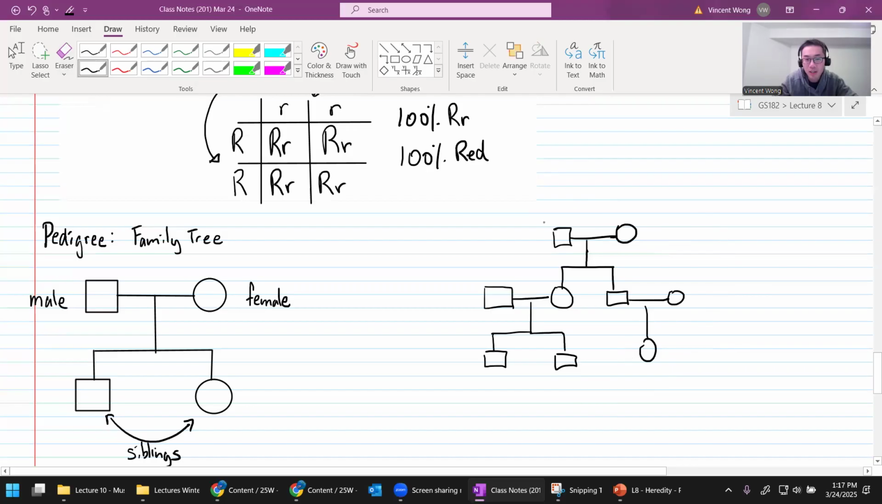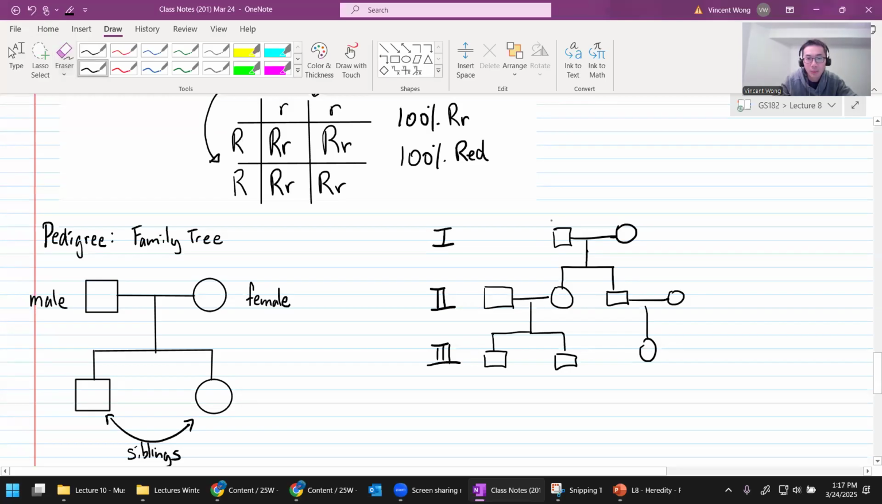This is one generation, right? So generation 1. This is generation 2, generation 3. Okay, so this is grandmother and grandfather, and then they have a daughter and a son. The daughter marries a guy, and then had 2 sons, right? Over here, the son marries a woman, and then they have a daughter.